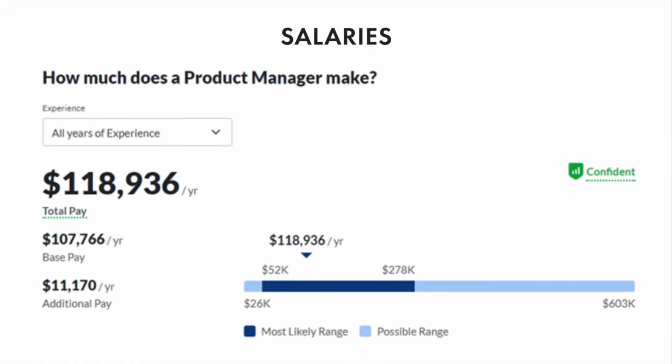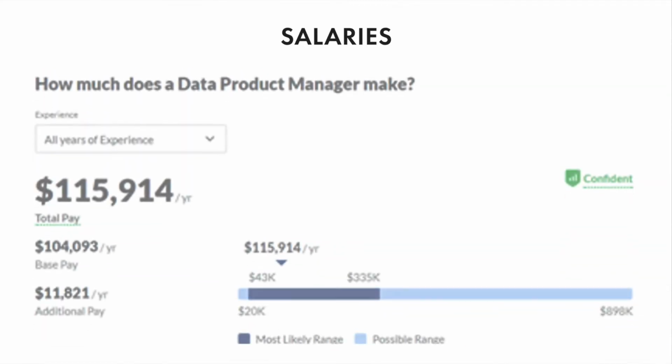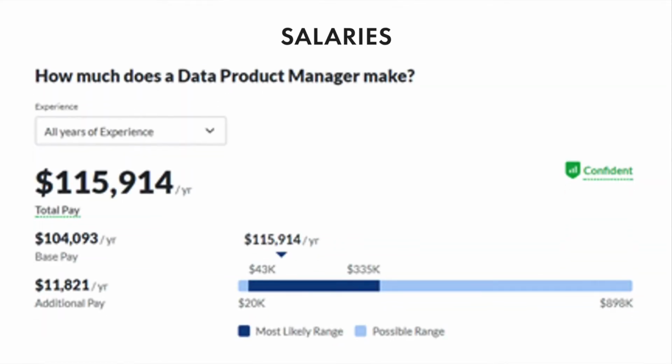And now that we understand the different responsibilities of a product manager and a data product manager, let's discuss their salaries. According to Glassdoor, the average salary for a product manager is about $118,000. The average salary for a data product manager is over $115,000. These are similar salaries, but it's worth noting that companies have different salaries depending on the relative importance of their product manager. So a product manager at a small cybersecurity company, for example, may have a lower salary than a product manager at a major smartphone manufacturer such as Apple.